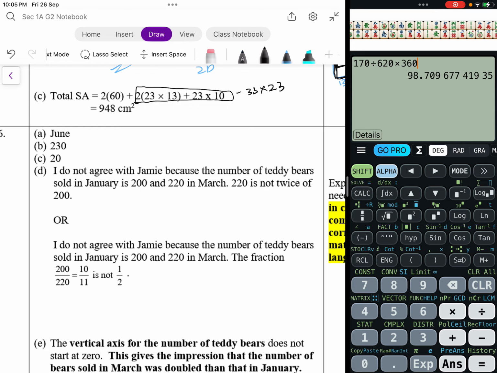Which month did the company sell the most number of teddy bears? Most number of teddy bears would be June. Okay, you can see from there directly. How many teddy bears were sold in February? February was read from the diagram, 230.